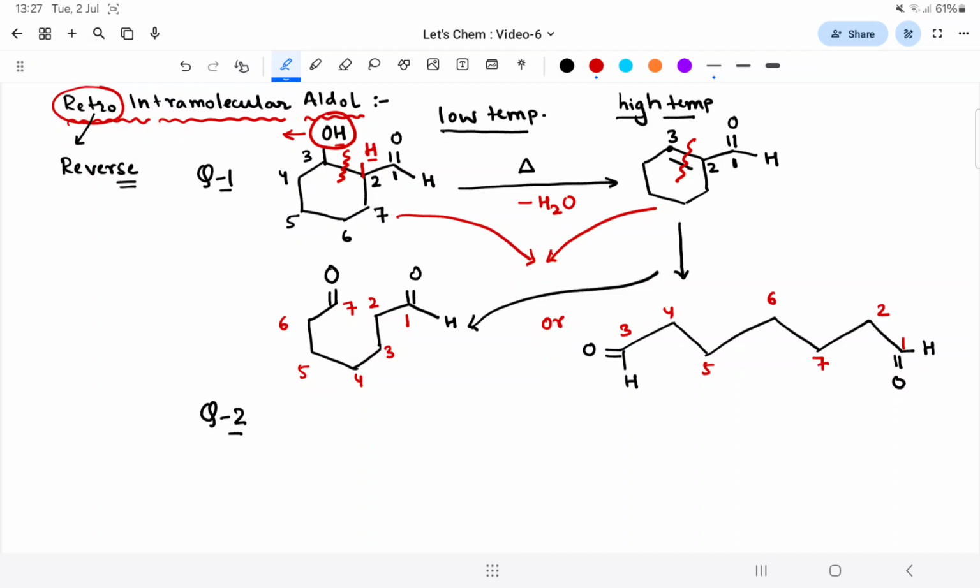I think I have made myself very clear with this question. So how should I draw the retro product? I was talking about one more question that we are going to discuss here. Let's say we have another ring that I am drawing here that looks somewhat like this.